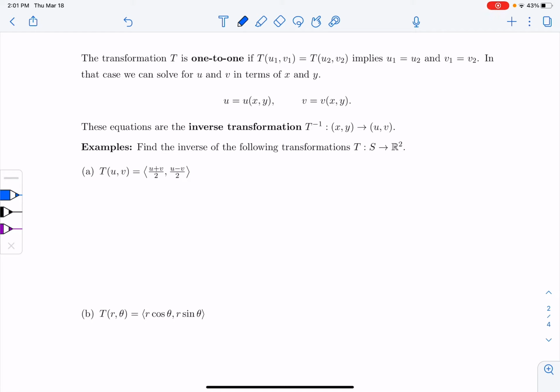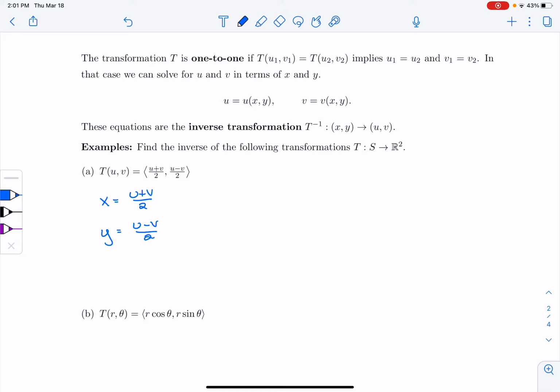So I would like to find the inverse of the 2 transformations that we looked at in the previous video. The first is that T of (u, v) equals ((u plus v) over 2, (u minus v) over 2). And so those were x and y. In particular, x was (u plus v) over 2, and y was (u minus v) over 2. I'd like to be able to solve for u and v in terms of x and y.